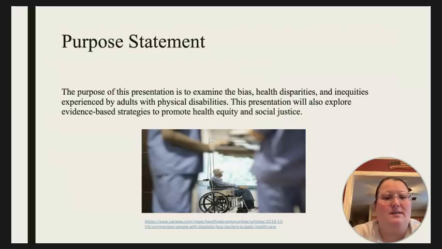The purpose of this presentation is to examine the bias, health disparities, and inequities experienced by adults living with physical disabilities. This presentation will also explore evidence-based strategies to promote health equity and social justice.